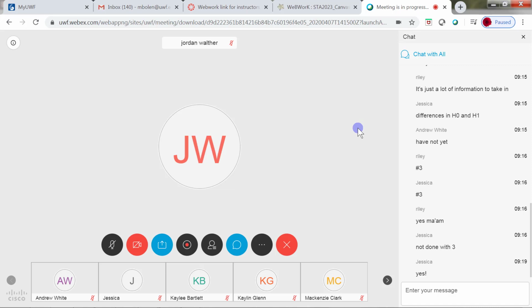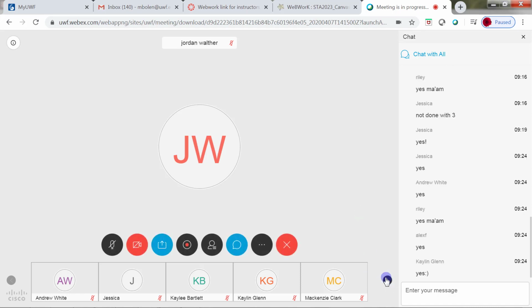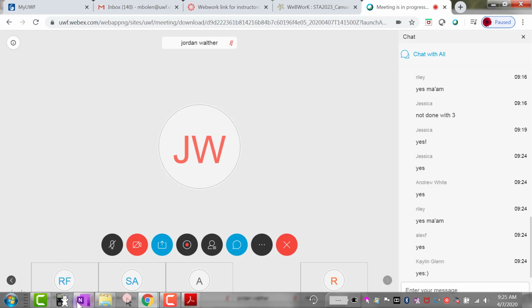Does everybody understand why it's a left-tail test? Why I calculated the p-value from the test statistic to negative infinity? Very good. Okay, anybody else? Alrighty. So here we go, back to the other one.